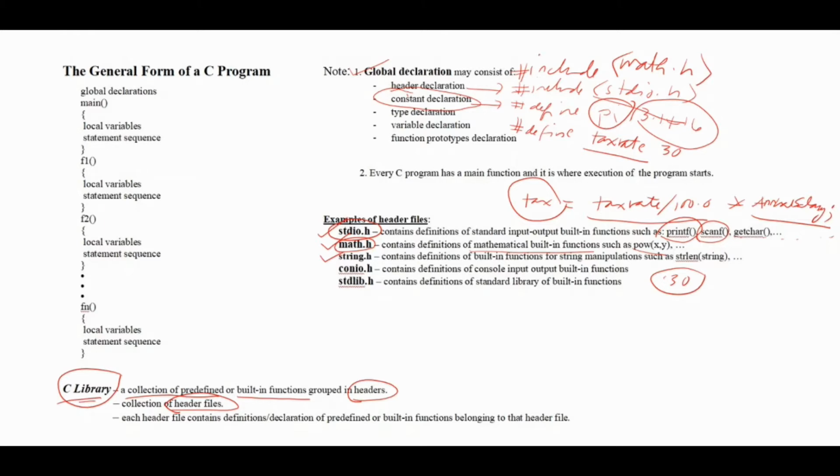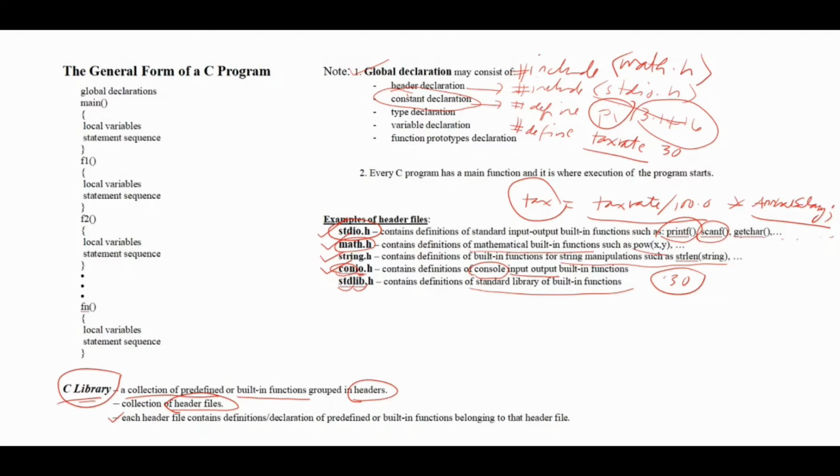And another one is string.h. This contains definitions of built-in functions for string manipulation. We're going to discuss that soon. And then the conio.h or conio, that stands for console. The con is console and io is input output. This is standard library, stdlib.h. Okay, there are several built-in functions there that are useful also. Now, each header file contains definitions of predefined or built-in functions belonging to that header file.